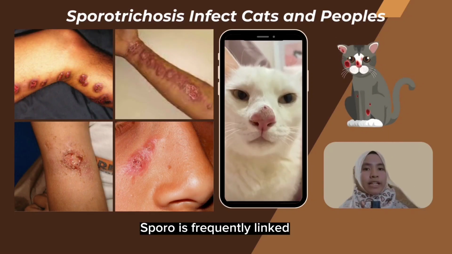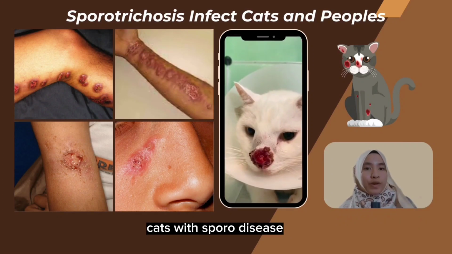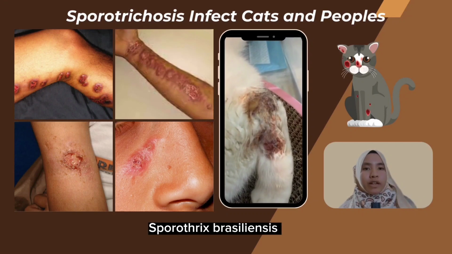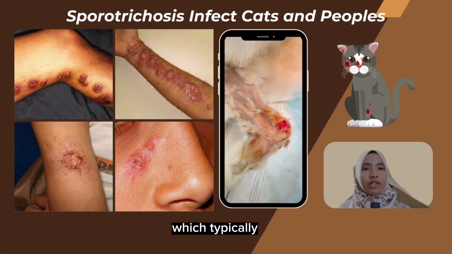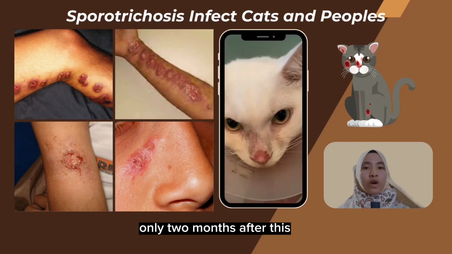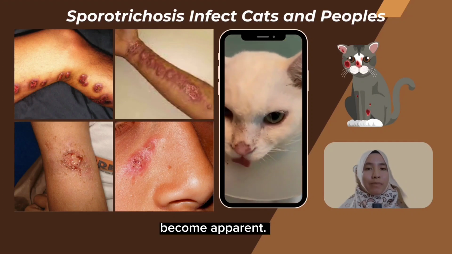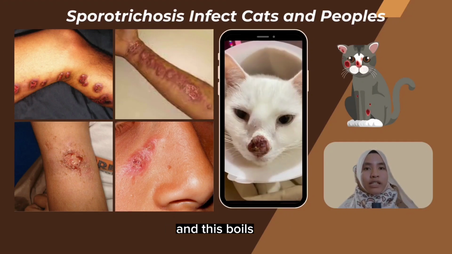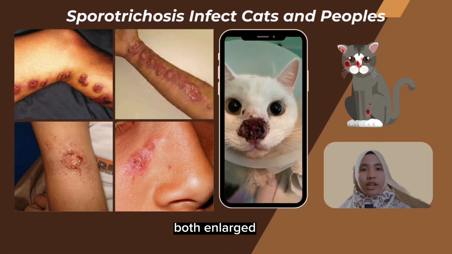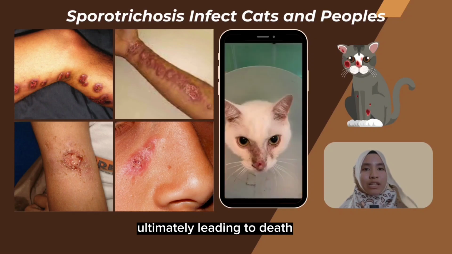Sporo is frequently linked to a condition that can kill pets, particularly cats. Cats with sporo disease, also called Sporothrix infection, frequently develop sores on their face, which typically appear around the nose. Only 2 months after the sporo infection, symptoms like swelling and blisters become apparent. If quick medical attention is not sought, the lymph nodes and skin may both enlarge. In fact, it will worsen by spreading to the lungs and other parts of the body, ultimately leading to death.